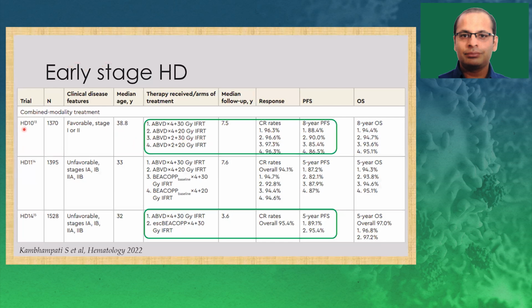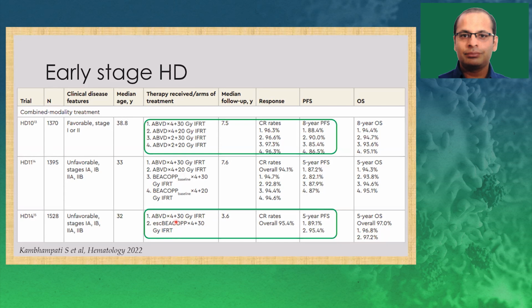So HD are the German trials. HD 10, 11, 14, 16. These were done for favorable and unfavorable disease. For the favorable disease, the best prognosis is achieved with ABVD for 2 or 4 cycles and a limited amount of radiotherapy. For the unfavorable group, ABVD for 4 cycles and 30 gray of radiotherapy is giving the best overall and the best PFS survivals.